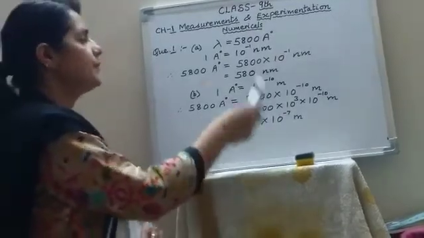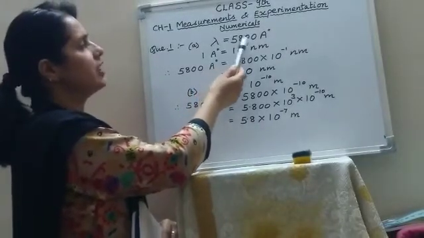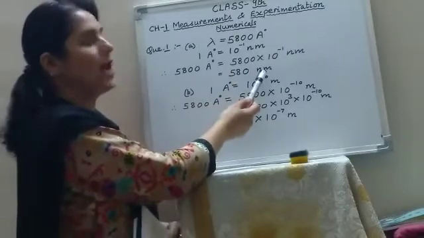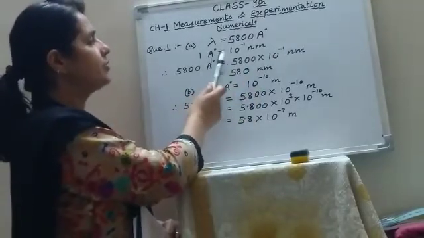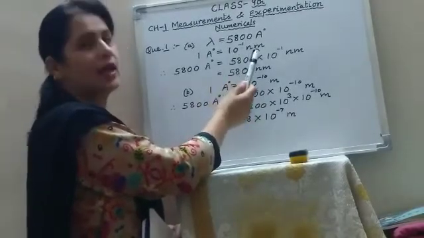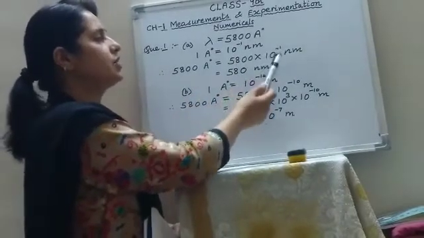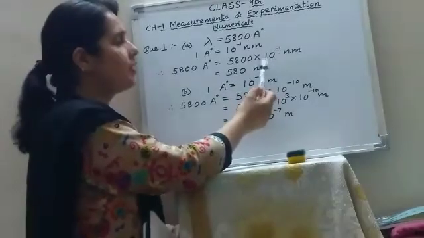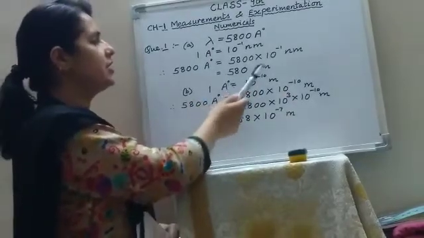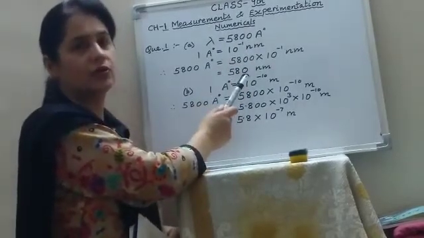Okay. So wavelength, this lambda symbol represents the wavelength. So wavelength is given to be 5800 angstrom. And we have to first express it in terms of nanometer. Now we know 1 angstrom equals 10 to the power minus 1 nanometer. That means 1 upon 10 nanometer. Therefore 5800 angstrom will become 5800 into 10 to the power minus 1, or divided by 10. So 0 will cancel with 0. So what is remaining? 580 nanometer. So 5800 angstrom is equal to 580 nanometer.